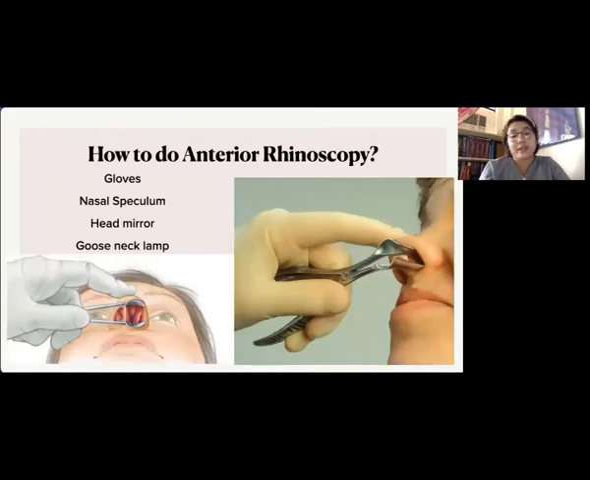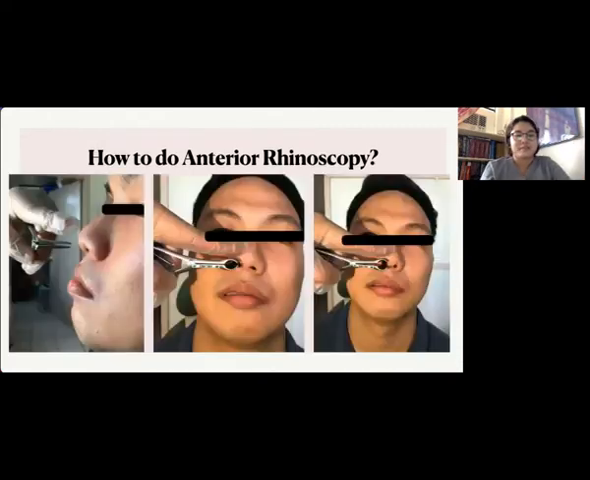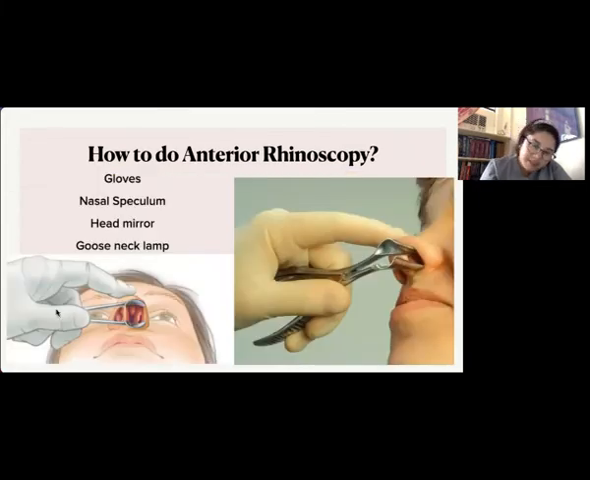So how do we do anterior rhinoscopy? We need gloves, a nasal speculum, a head mirror, a gooseneck lamp, and also a chair. Notice how the examiner placed his thumb on the hinge of the nasal speculum. This is the proper way of holding the nasal speculum.